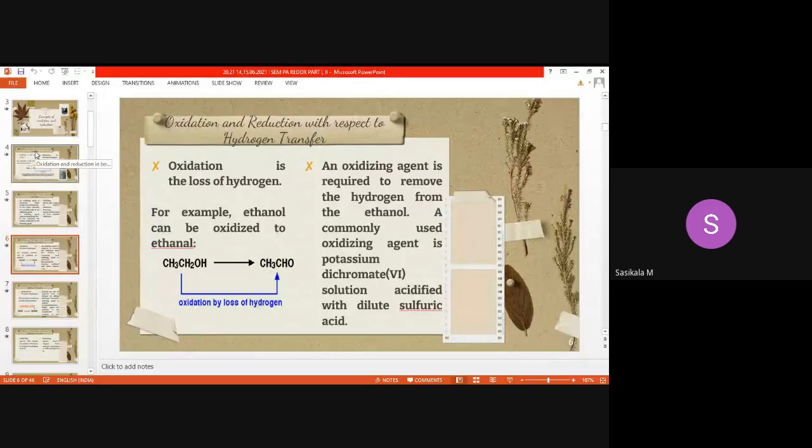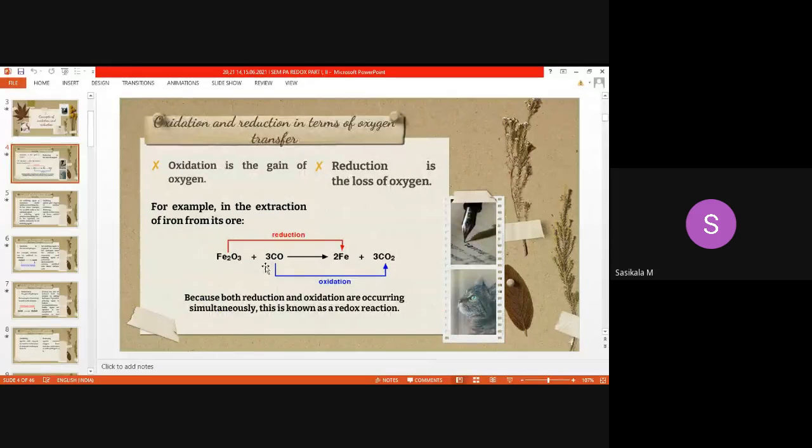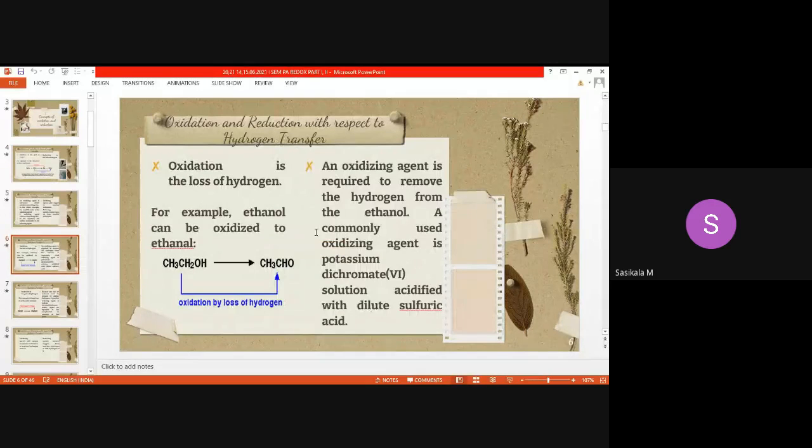In oxygen transfer, as we have seen, both oxidation and reduction occur simultaneously between two reactants, where one is the oxidizing reagent and the other is the reducing reagent. But here we need to use another oxidizing agent to convert alcohol to aldehyde. So this is what oxidation is.